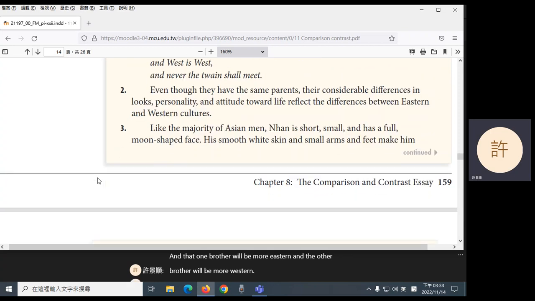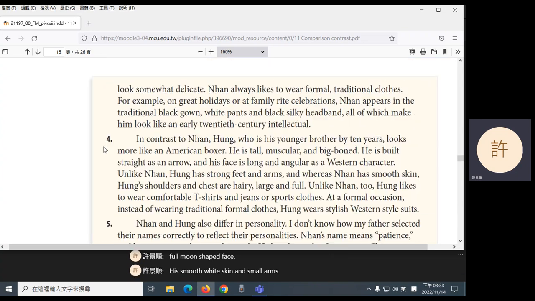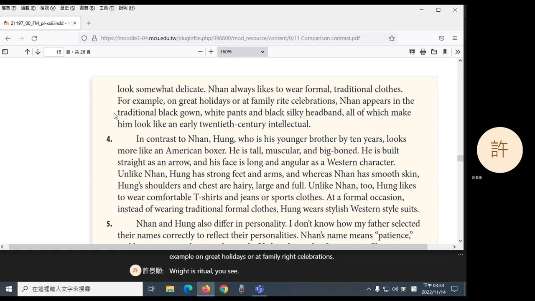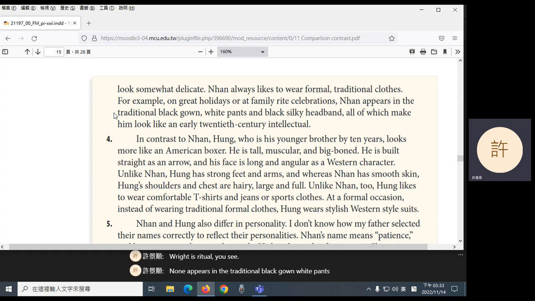"Like the majority of Asian men, Nan is short, small, and has a full moon-shaped face. His smooth white skin and small arms and feet make him look somewhat delicate." 精致. "Nan always likes to wear formal traditional clothes. For example, on great holidays or at family rite celebrations" — rite is ritual, 仪式 — "Nan appears in the traditional black gown, white pants, and black silky headband, all of which make him look like an early 20th century intellectual."